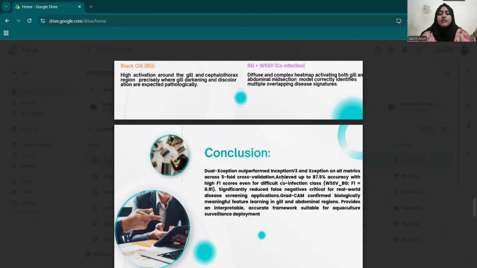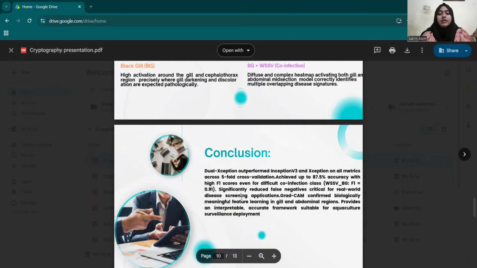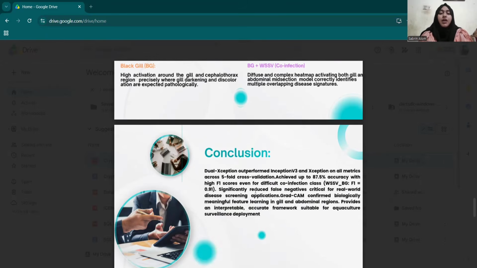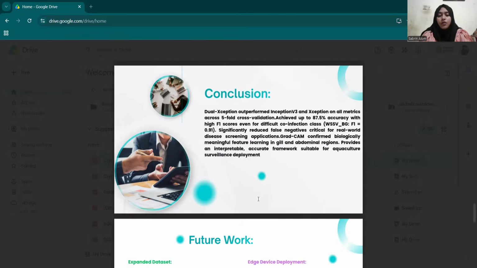The third one is it significantly reduces false negatives, critical for real world disease screening applications. Grad-CAM confirms biologically meaningful feature learning in the gill and abdominal region. And the fifth one is it provides an interpretable, accurate framework suitable for agriculture, surveillance, and development.